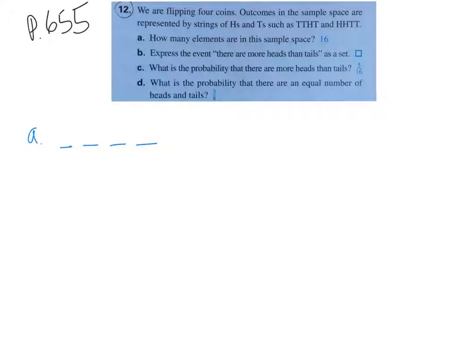There are 4 slots because there are 4 coins that we're flipping. Each slot has 2 outcomes, heads or tails. And the fundamental counting principle says we multiply it all together. 2 times 2 is 4, 4 times 2 is 8, 8 times 2 is 16. Alright, so there are 16 different outcomes when you flip 4 coins.